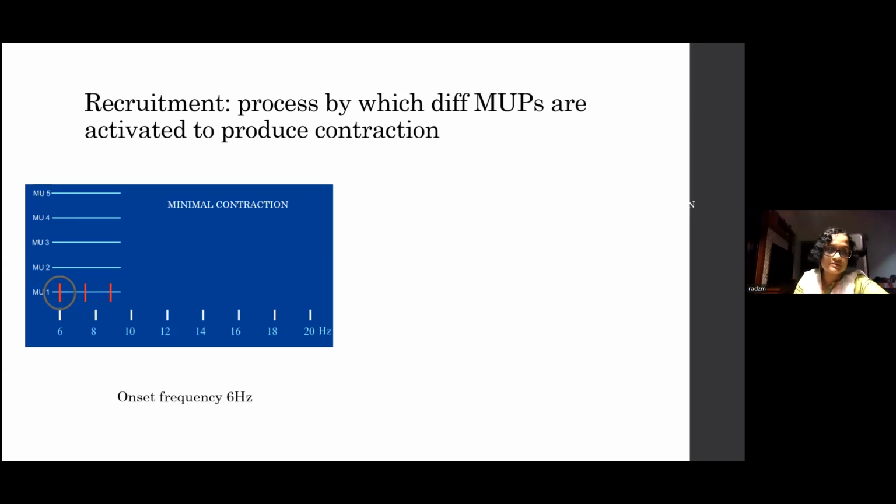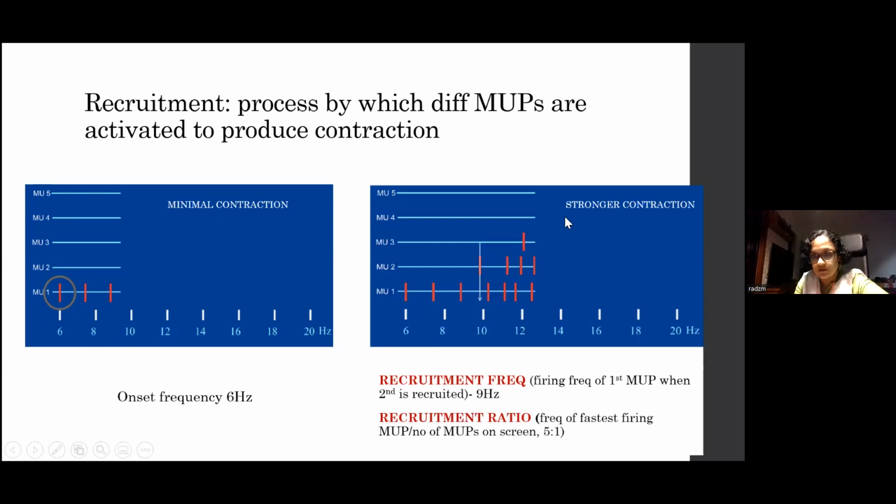So for example, this is what happens in a normal muscle. At minimal contraction, the first motor unit starts to discharge. It starts its discharge at about 5 or 6 hertz. So onset frequency is at around 6 hertz, as you can see there. As the contraction becomes stronger and it starts to fire higher, it reaches about 9 hertz and the next potential is recruited. And this recruitment frequency, the frequency at which the first motor unit potential is firing when the second is recruited, is known as the recruitment frequency. That becomes higher in neurogenic disorders, and that is lower in myopathic disorders.